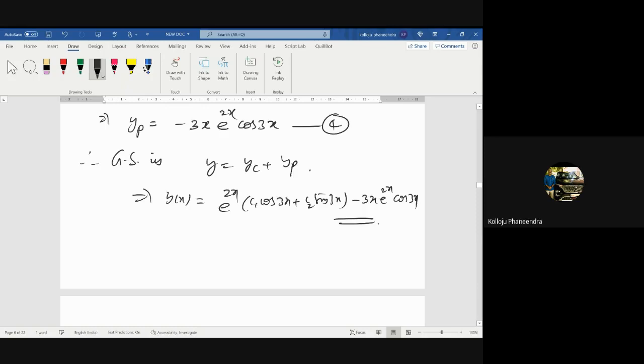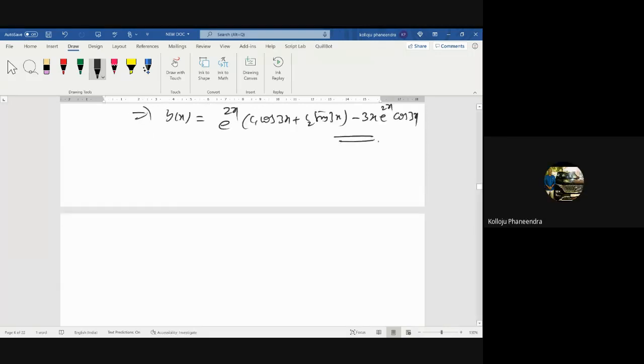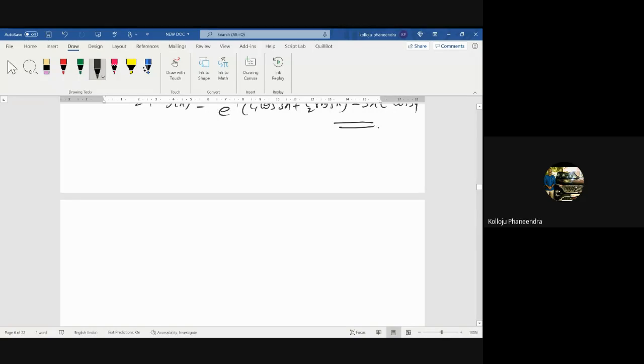Any doubts in this problem? All of you, any doubts? No, sir. Clear now this model? Okay, this is the model e power ax into b model. Now let us see one more model.